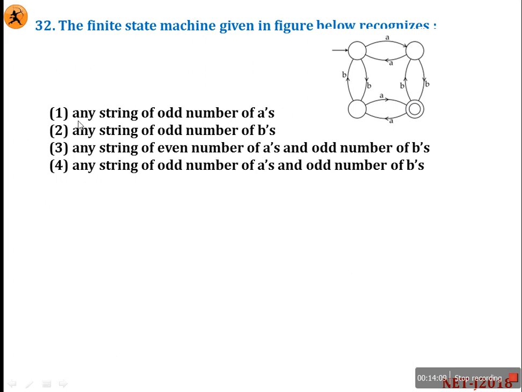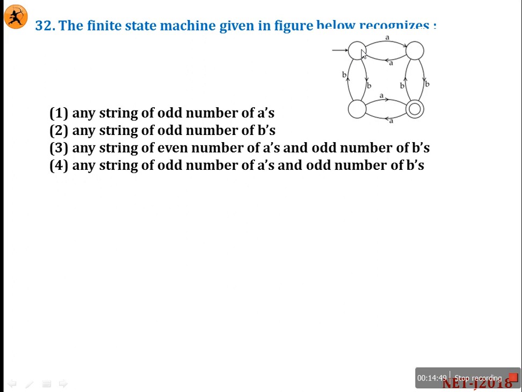Now look at any string of odd number of A's. Here it is not only odd number of A's, there is one more B also. Recognizing only A, it's not possible to reach the end state. Similarly, for any string of odd number of B's, recognizing only B, it's not possible to reach the end state. So at least it requires A and B. Having ruled out the first two options, come to the third option: any string of even number of A's and odd number of B's.